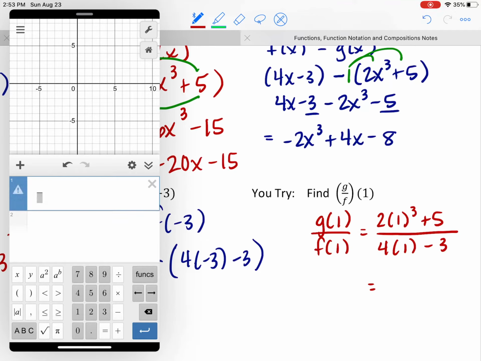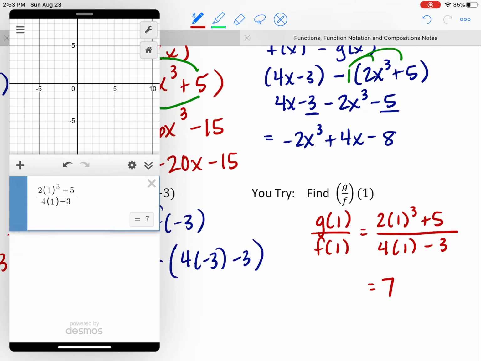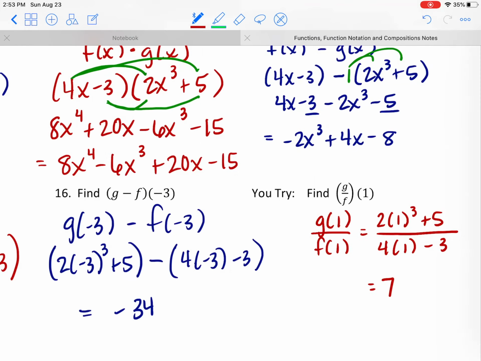The division button will make the fraction, and then you can type in the top and type in the bottom. So in the top now, I'm going to type in 2 parentheses 1 cubed, and then plus 5, and on the bottom 4 parentheses 1 and minus 3. And if you don't feel the need to use the calculator, it's totally fine. If I was doing this on my own, I probably wouldn't either, but just to avoid mistakes, it's not a bad thing. Okay, so we end up with a positive 7. And put my calculator away.